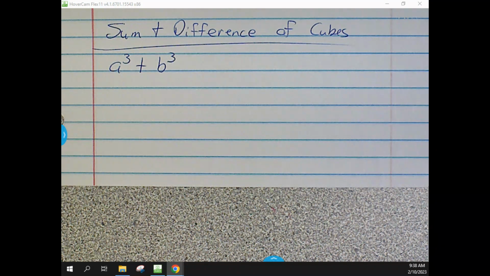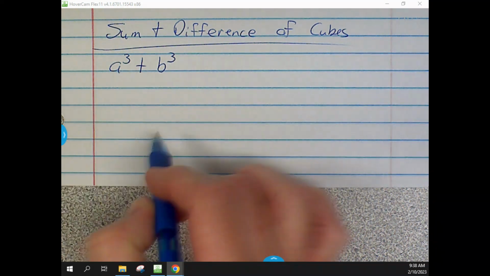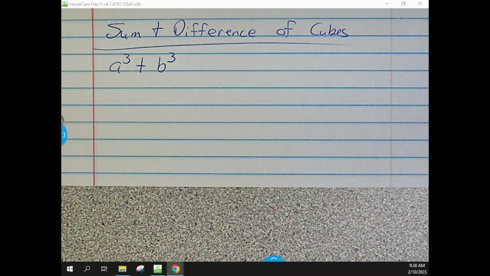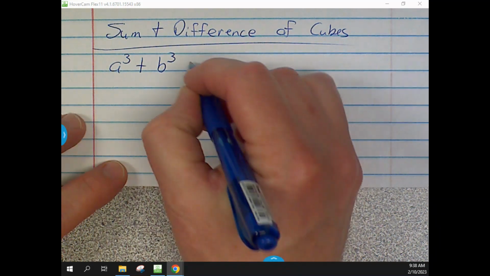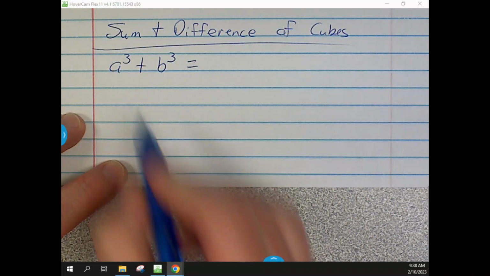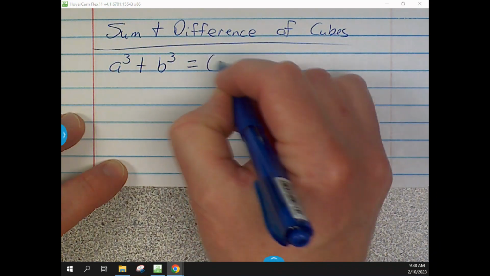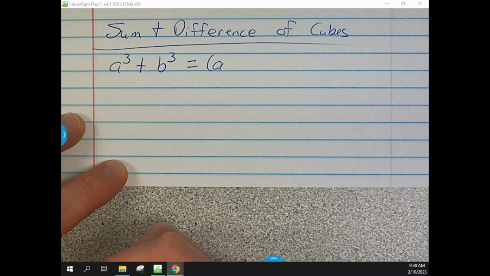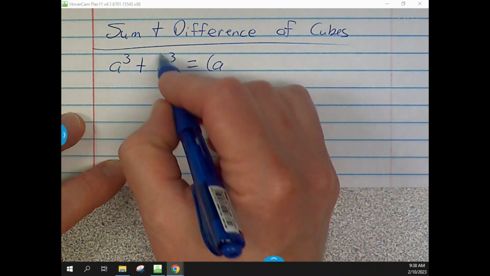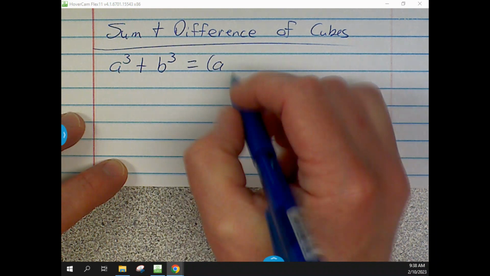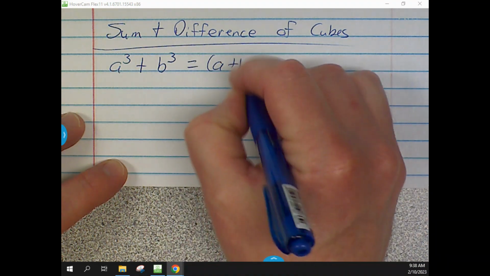So it's going to be a to the third plus b to the third, or in a minute we're going to do one where it's a to the third minus b to the third. And if you do it this way, there's only one answer. Whatever this number is to the third power, you take just that number or that variable. Same thing with b to the third. It's whatever the b number is without the cube on it. We're going to add those two things together.